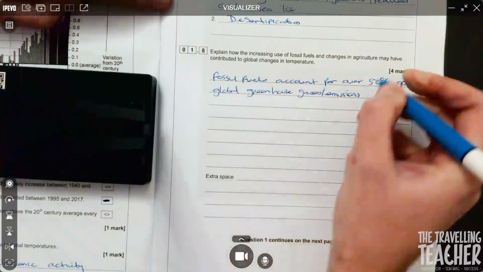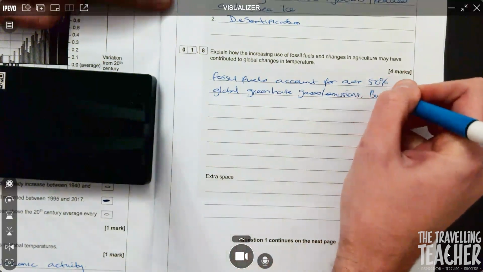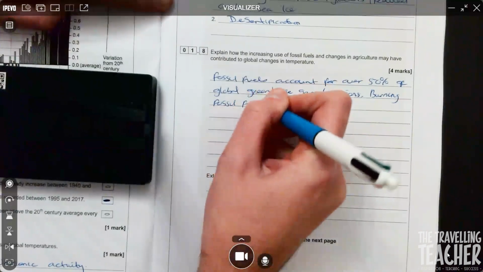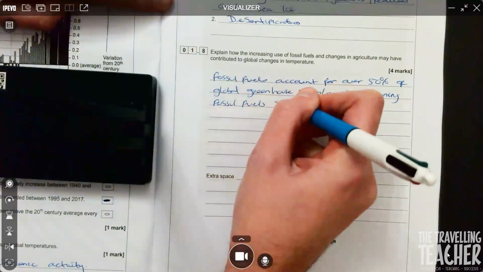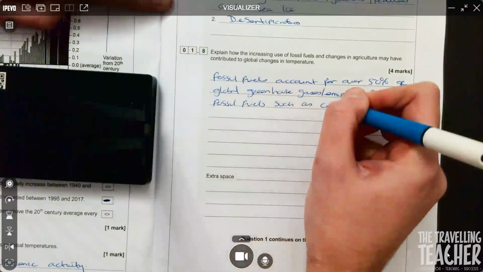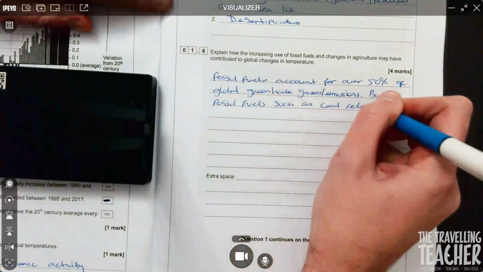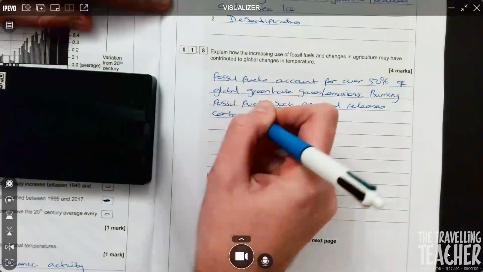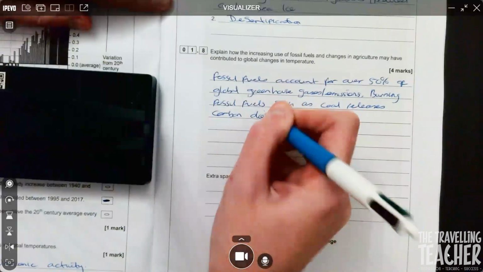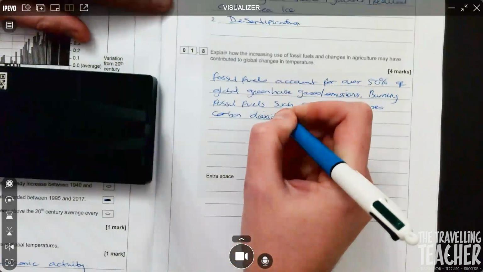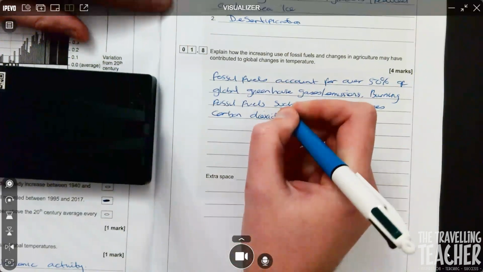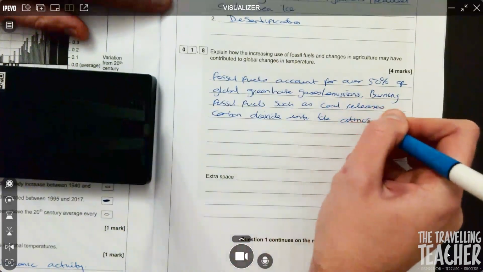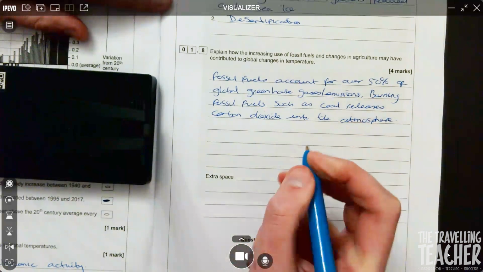Emissions. Full stop. Burning fossil fuels such as coal releases carbon dioxide into the atmosphere. Full stop.